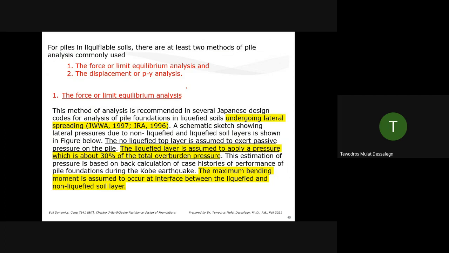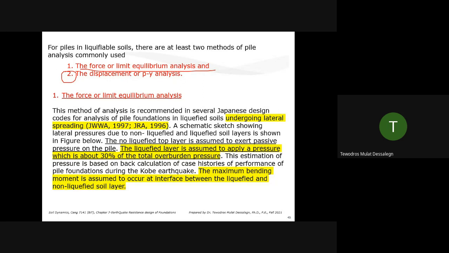So you have the inertial force from the superstructure, and now you have additional force from the kinematic effect from the soil. For piles in liquefiable soils, there are at least two methods of pile analysis commonly used: the force or limit equilibrium analysis and the displacement or PY analysis. Still, the PY method, the L-pile approach, it can do it.